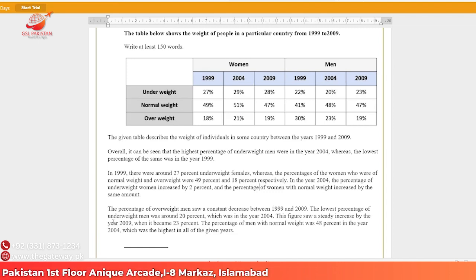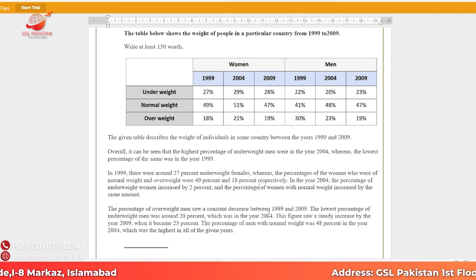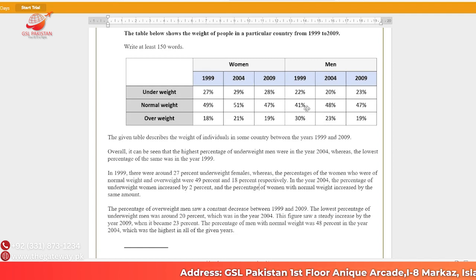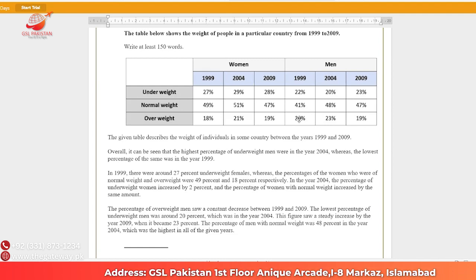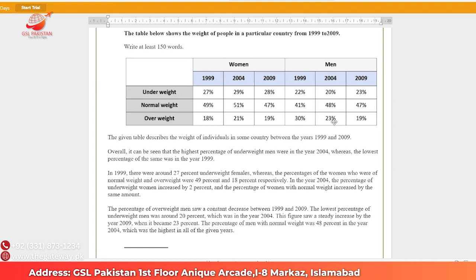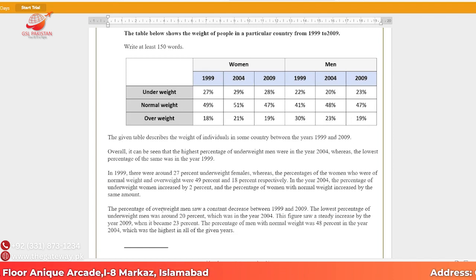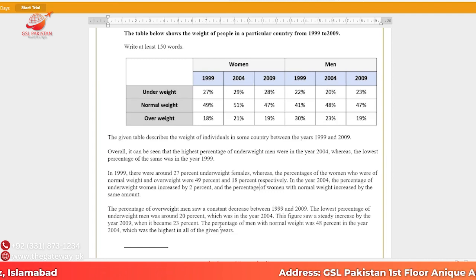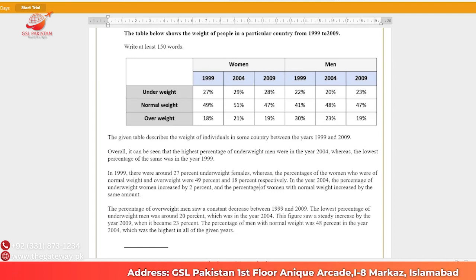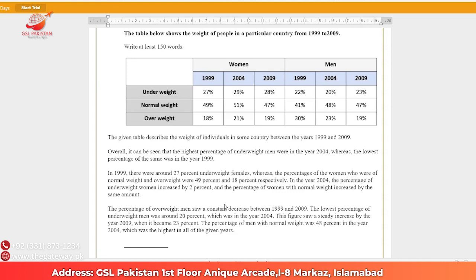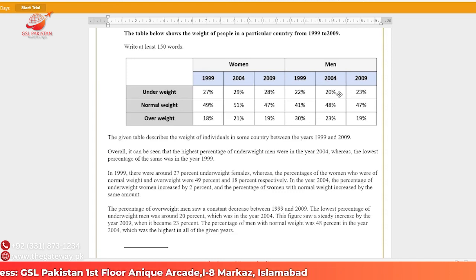Then the next paragraph I've written is the percentage of overweight men saw a constant decrease between 1999 and 2009. It was a constant decrease of overweight men. It was 30%, then it reduced to 23%, and then at the end it was 19%. The lowest percentage of underweight men was around 20%. It's written over here in 2004. This figure saw a steady increase by the year 2009 when it became 23%.